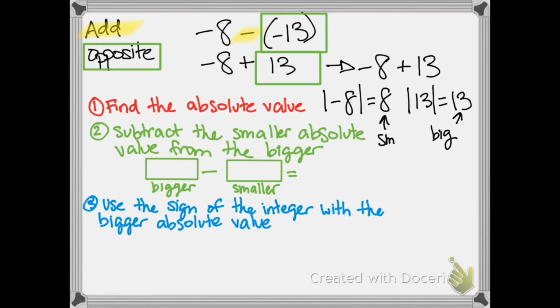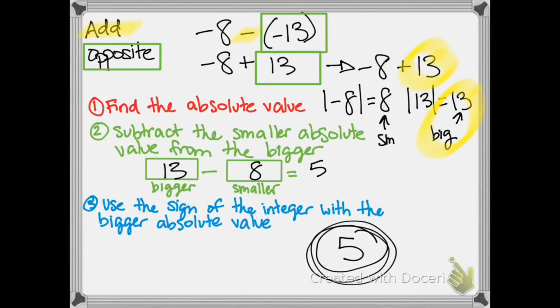So when we move on to the next step, we need to take the bigger number, 13, and the smaller absolute value, which is 8. I subtract that and I get 5. So I know my answer is going to have a 5 in it. I just have to decide whether it's going to be positive or negative. So I remember that 13 was my bigger absolute value. In the addition problem, 13 is positive. So my answer is also going to be positive, positive 5.